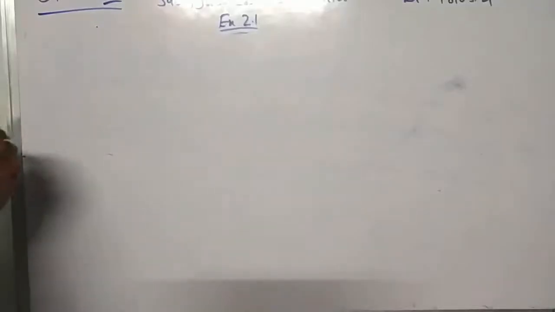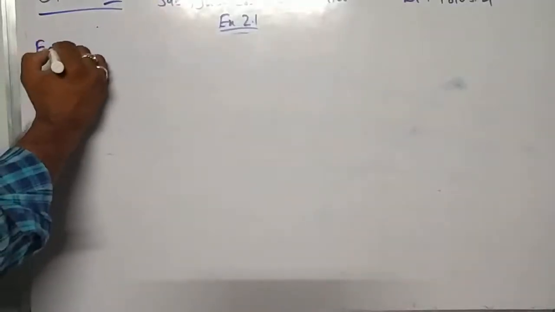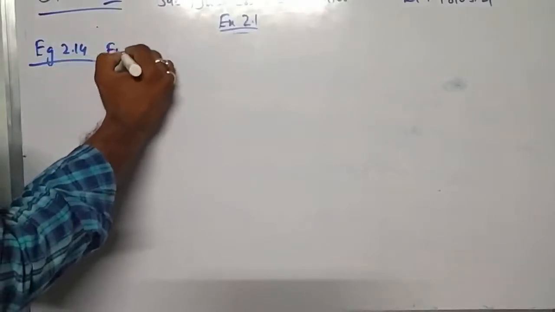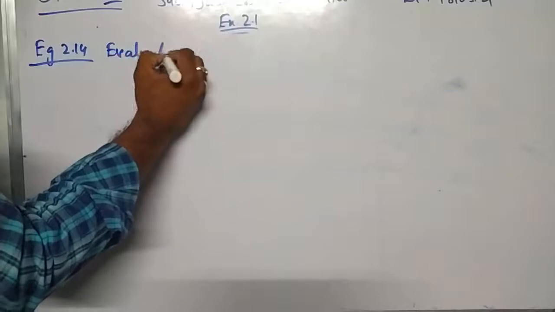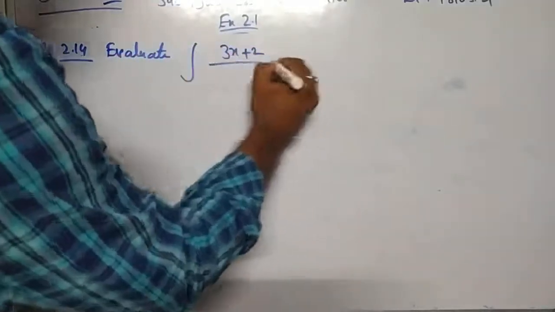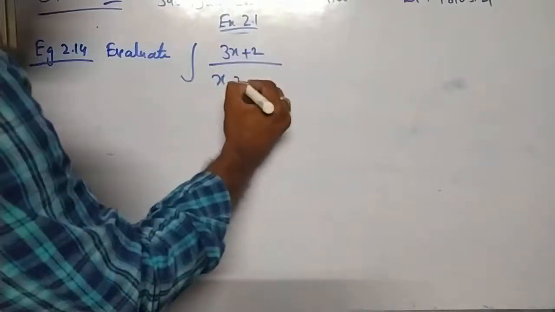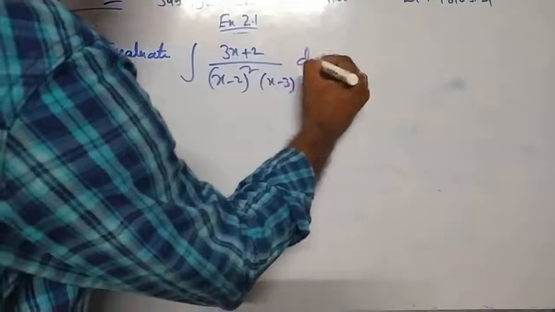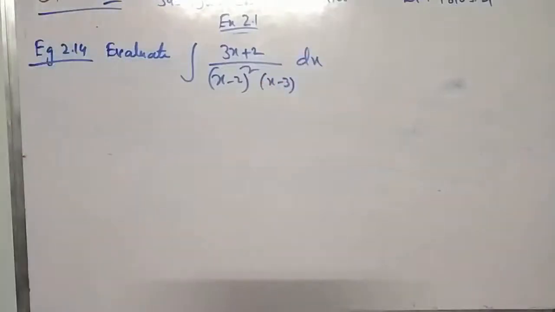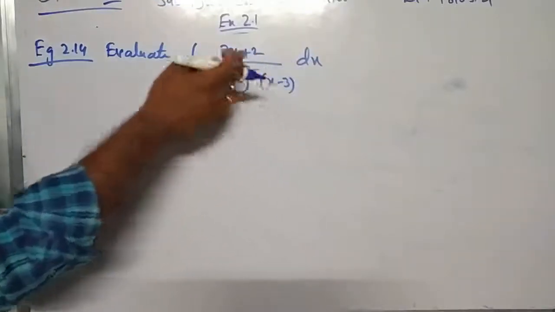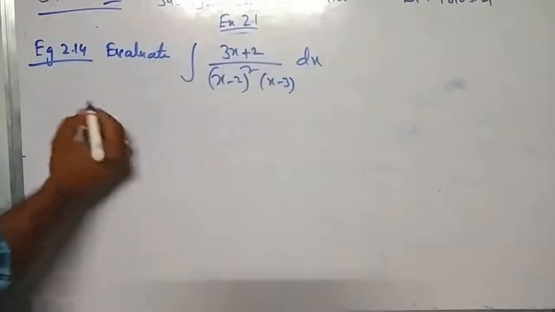Next, let us see example 2.14. Evaluate the integral of 3x plus 2 divided by (x minus 2) whole square into (x minus 3) dx. This is the question. Same concept here: the degree here is x square into x cube, we cannot perform the division, so we have to go with the partial fractions.